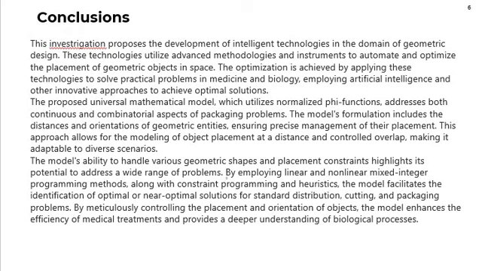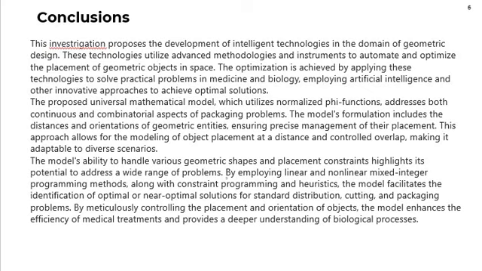Conclusions. This investigation proposes the development of intelligent technologies in the domain of geometric design. These technologies utilize advanced methodologies and instruments to automate and optimize the placement of geometric objects in space. The optimization is achieved by applying these technologies to solve practical problems in medicine and biology, and in other areas, providing innovative approaches to achieve optimal solutions.